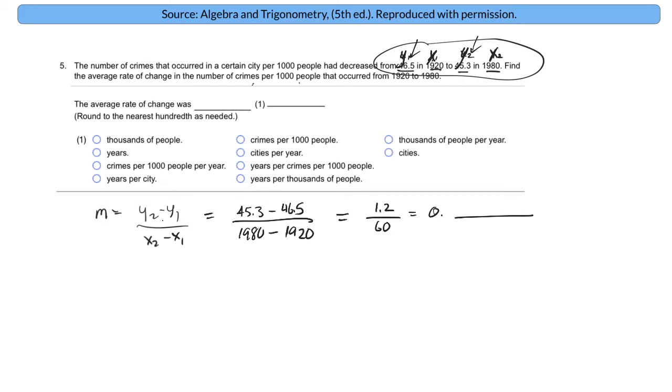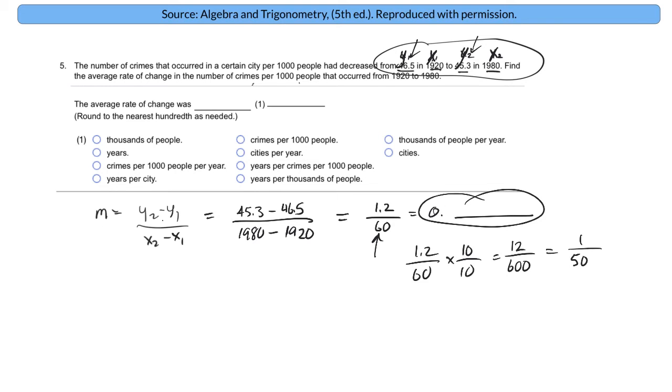You could probably leave it like this. I guess to get rid of that decimal on top, you could have multiplied the top by 10 and the bottom by 10. So you could call it 12 over 600. Oh, and 12 goes into both of those. So it'd be 1 over 50, I think. So you could have changed it to a decimal, or you could have made it a fraction.